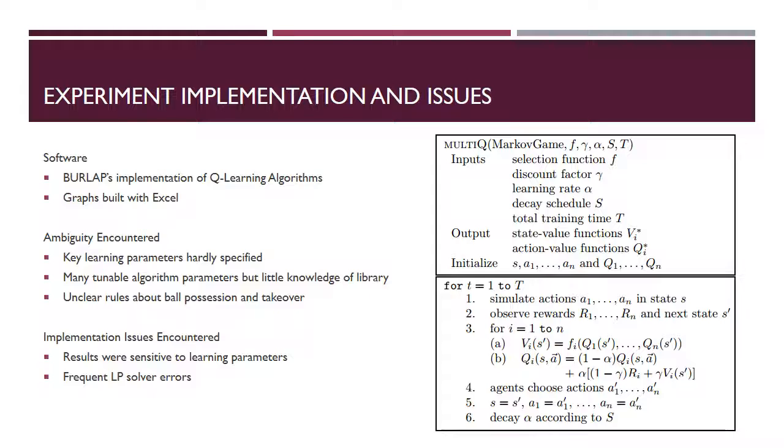Unlike the first project, I felt there actually was significant ambiguity in how the paper wrote out the details of how they generated these results for the graphs in figure 3. Particularly, learning parameters were completely unspecified: gamma, alpha, epsilon, etc. And it was unclear on the details about how ball possession actually worked, who got the ball when one player attempted to steal from the other.